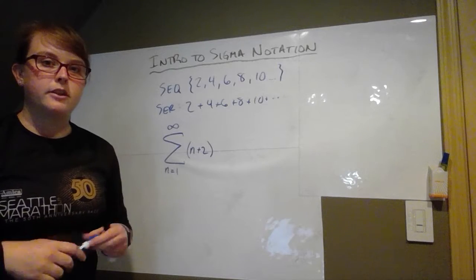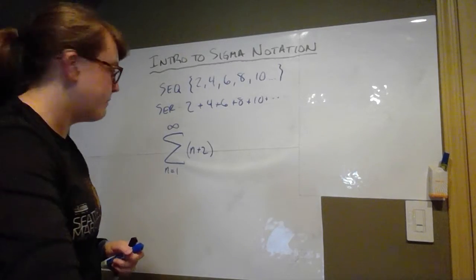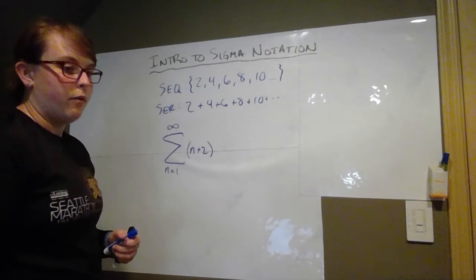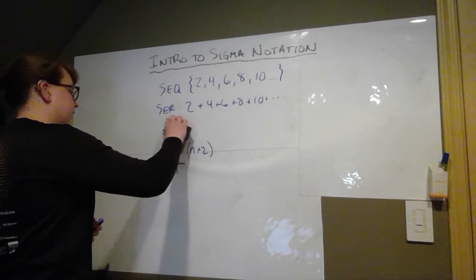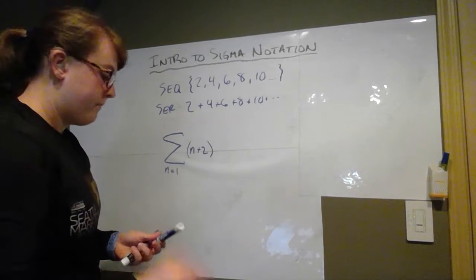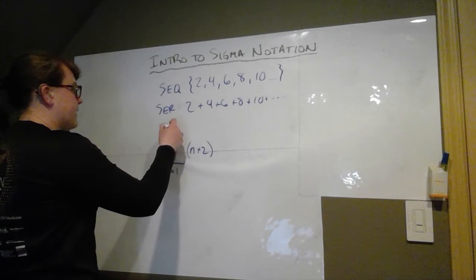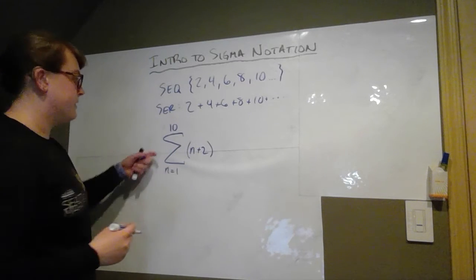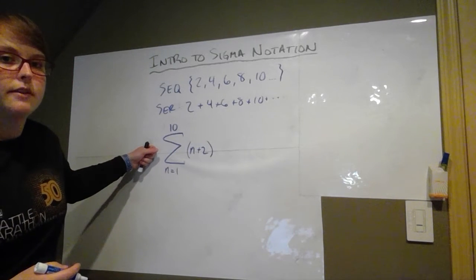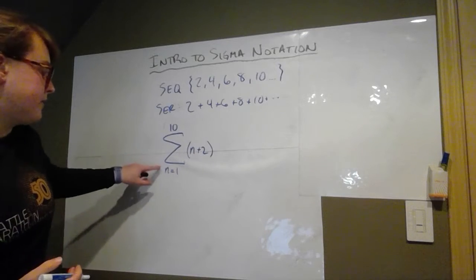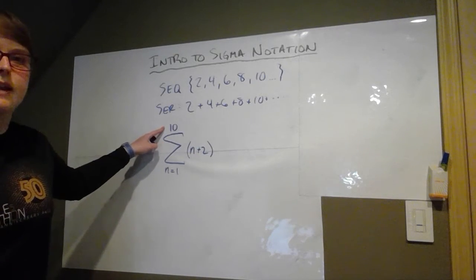And now some things that you might be asked to do regarding sigma notation. One thing you might be asked is, you might be given something like this and be asked how many terms are in this series. Well, this one's pretty easy. You're starting at 1 and you're going to 10. That means there's 10 terms.